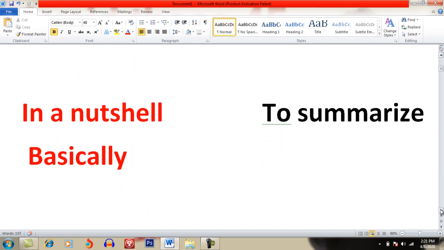"In a nutshell" or "basically". Most students also use "in a nutshell" and "basically" in conclusion. So do not use these two transitions. These two transitions are informal. You can replace them with "to summarize".